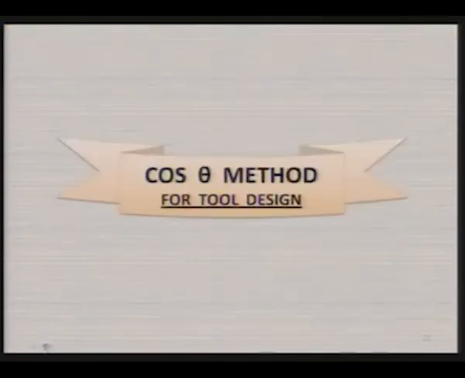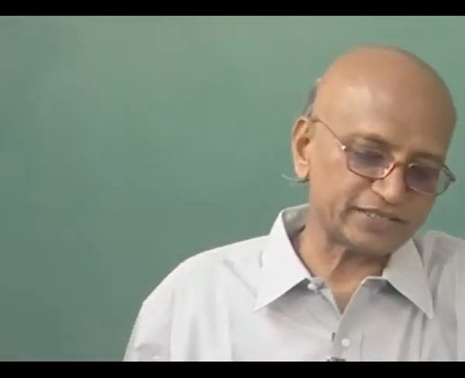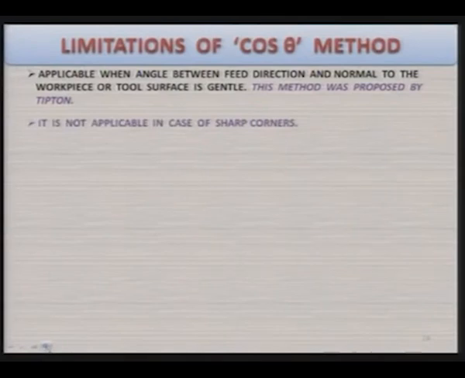Now, the cos theta method, as I have mentioned, can be used for anode shape prediction as well as for tool design purposes. So, what I am going to discuss is this cos theta method for tool design purposes. This method was proposed by Tipton. Now, there are certain limitations of this cos theta method: it is applicable when the angle between feed direction and normal to the workpiece or tool surface is gentle. That means no sharp corners are there. It is not applicable in case of sharp corners.